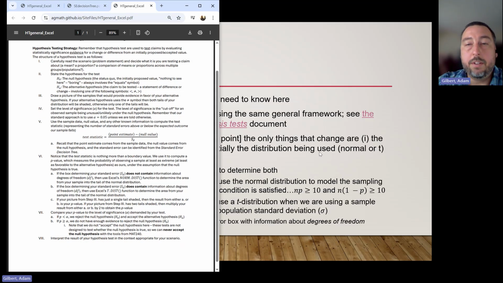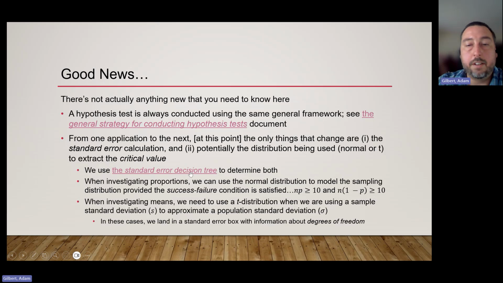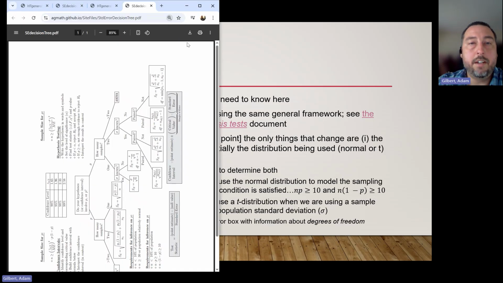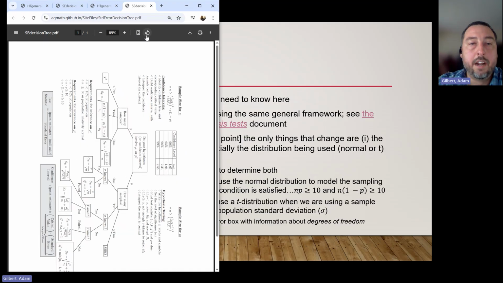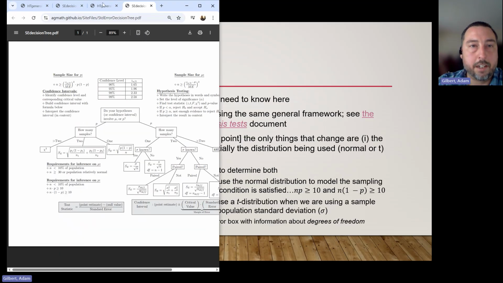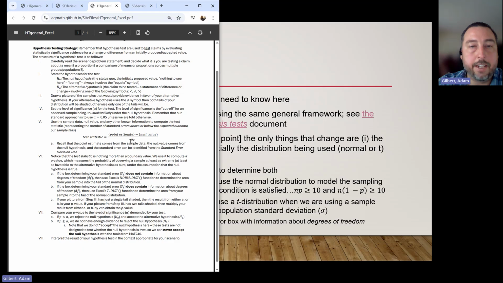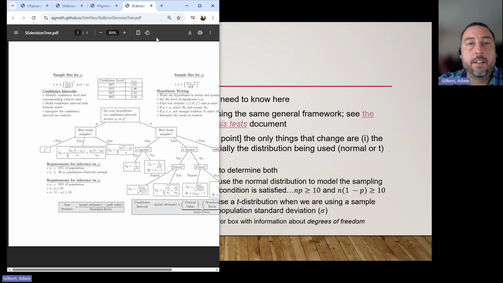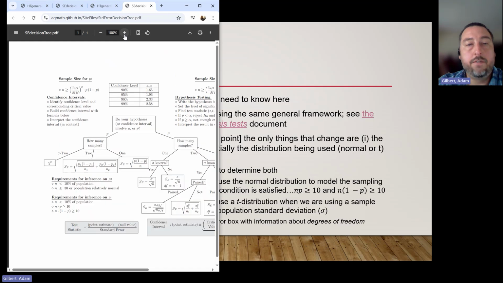The other thing that we'll make use of here today in our examples is the standard error decision tree. Remember, this is a document that allows us to find in that test statistic formula how to calculate this denominator, the bottom of that fraction, the standard error. The standard error is going to change from one application to the next, and this tree helps us find out how to calculate the standard error. So these ending boxes have standard error formulas in them.